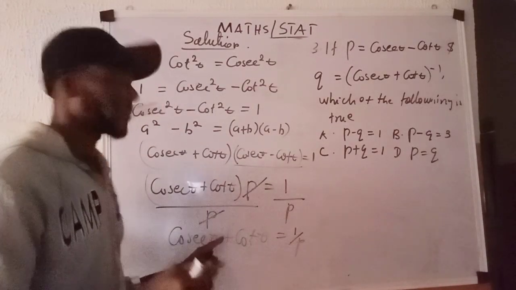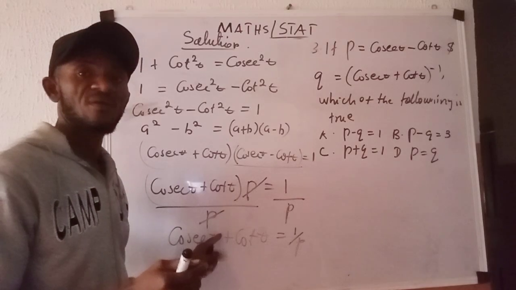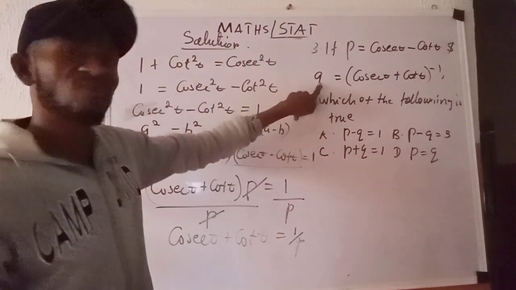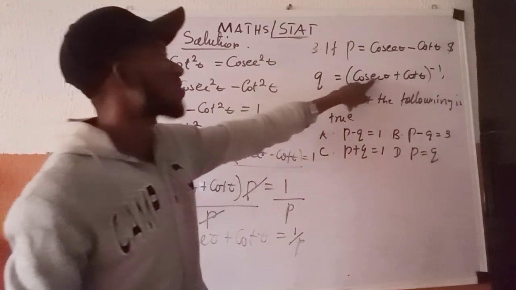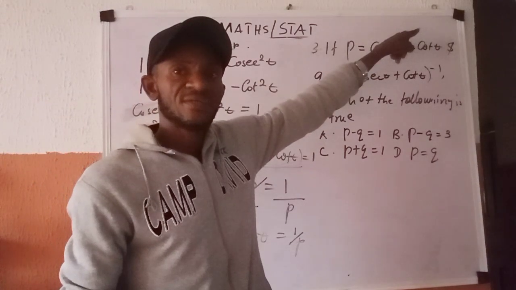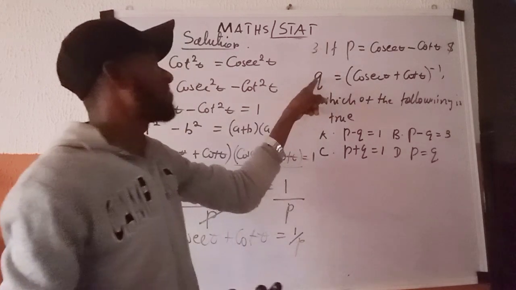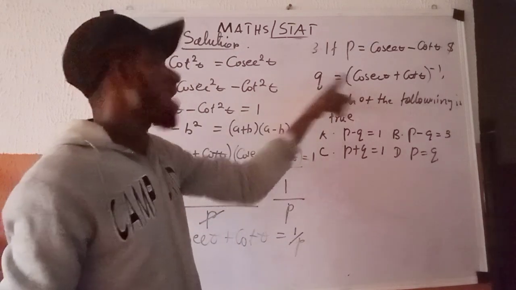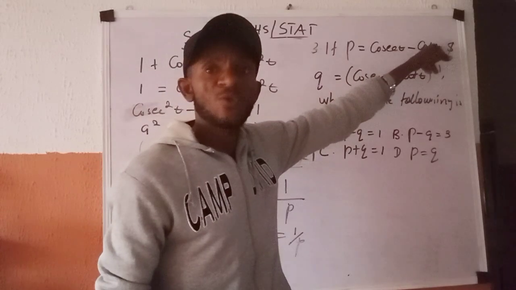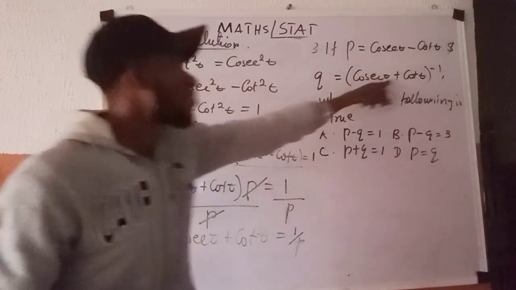So this is what we have. But then when we look at here, we are told that our Q is given as (cosec theta plus cot theta) inverse. So if I must find my Q, I will say this quantity here raised to power minus 1. And let us check what they have here.